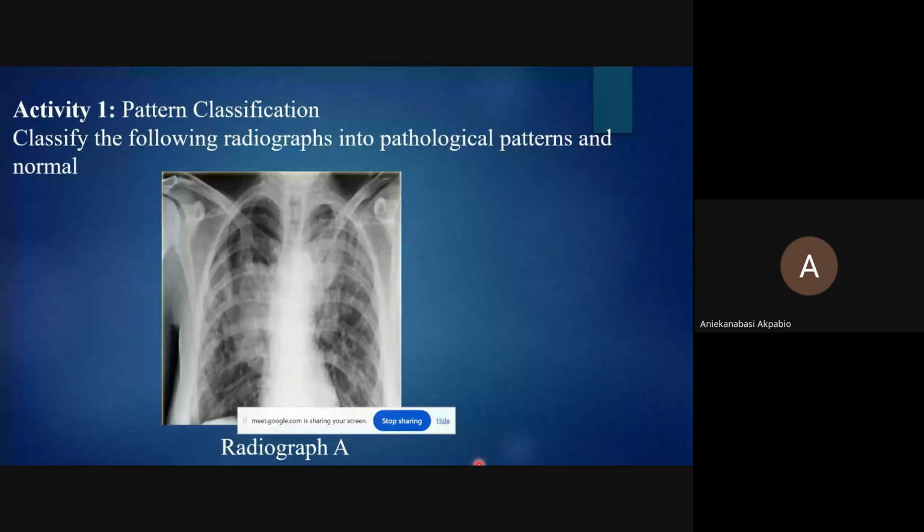Okay, good evening all. I think this is an alveolar pattern. Because according to the features he gave, he said there's a homogeneous opacity. Secondly, along the hilar, that's this middle side, there are ill-defined margins. So I think that's why I would say it's an alveolar pattern.